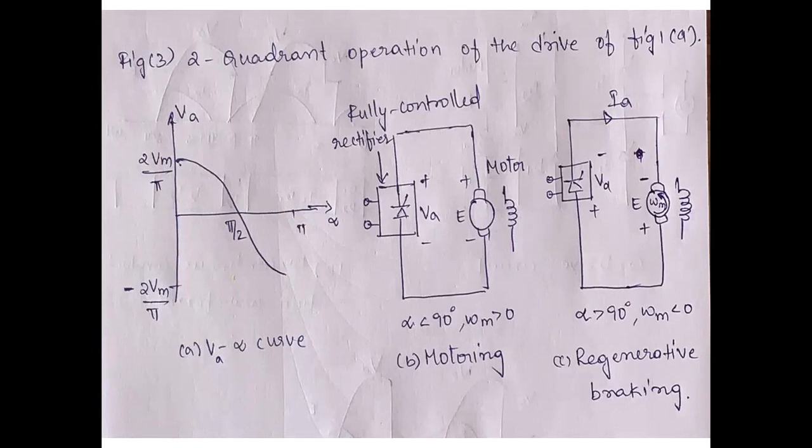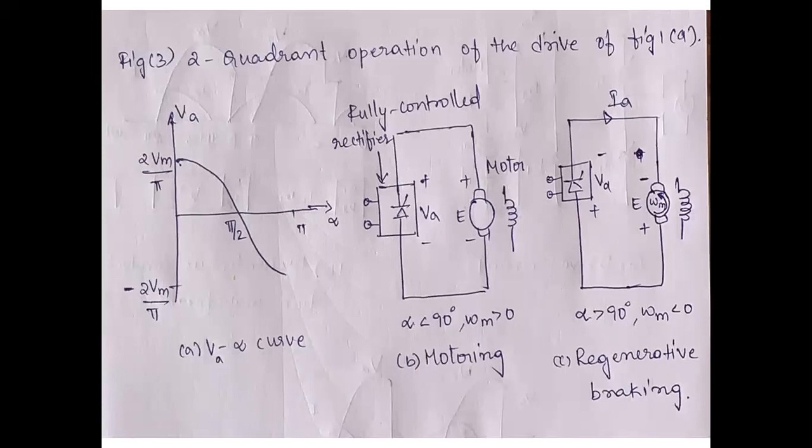So now what happens when E is reversed, minus plus exists? That machine works as a generator, so it produces braking torque. What is this braking torque called? Regenerative braking. As alpha is greater than 90, here alpha will be greater than 90, and in forward motoring alpha is less than 90. So as alpha is greater than 90, here voltage is also negative, voltage also reverses, minus.